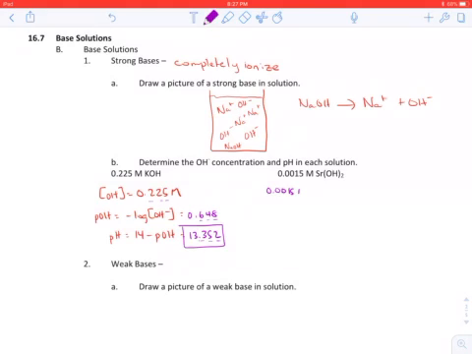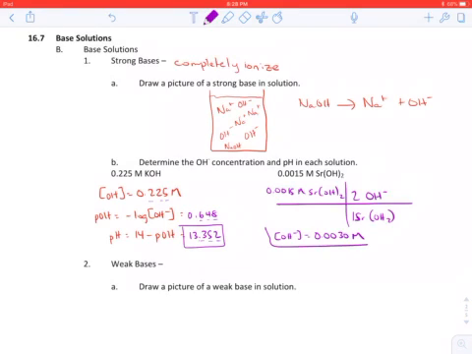If we look at this next one, it's a little bit tougher, but not too bad. We've got 0.0015 molar of strontium hydroxide, but as you can see, we have 2 hydroxides. So for every strontium hydroxide, we have 2 hydroxides. So we have to multiply that 0.0015 times 2, and that's going to give us a hydroxide ion concentration of 0.0030 molar. So that's like the first question.